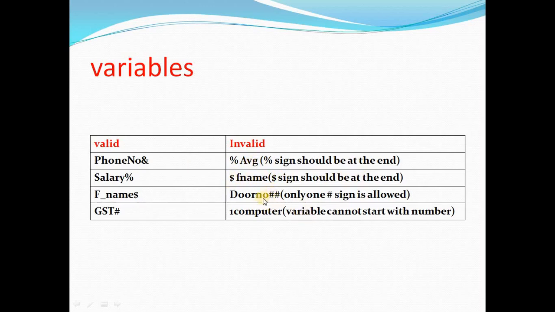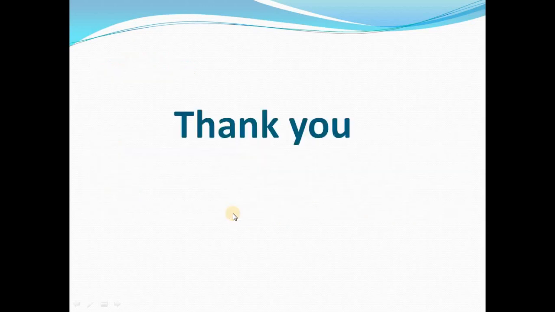And similarly, door number, only one special hash sign is allowed. Here I have used two hash signs, right? Only one should be used. And one computer. See here, a variable cannot start with a number. It should always start with alphabets. Got it? It should not start with a number. Got it, children? This is all about variables. Thank you.